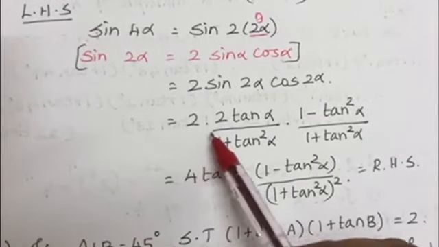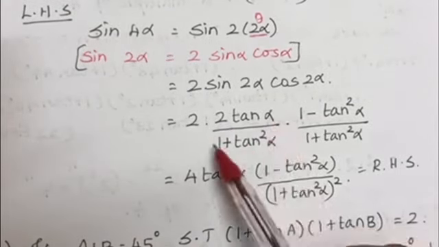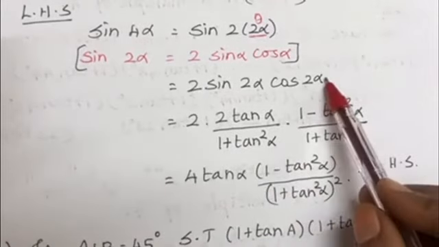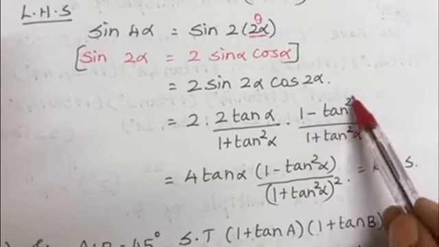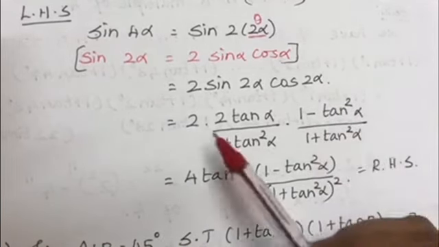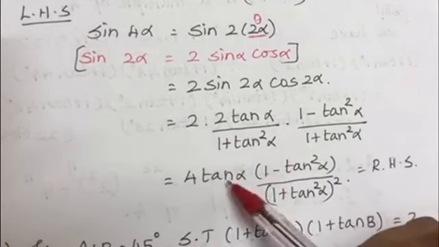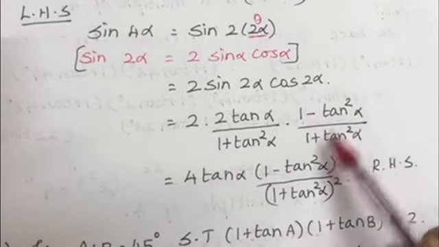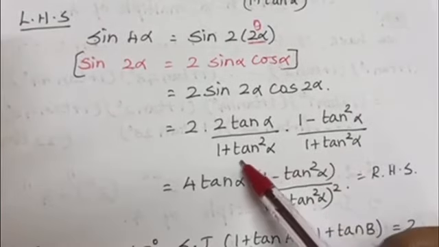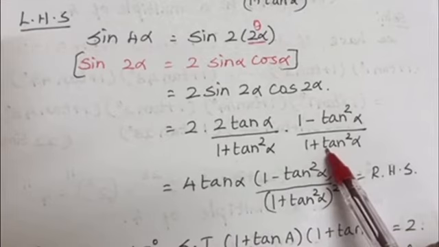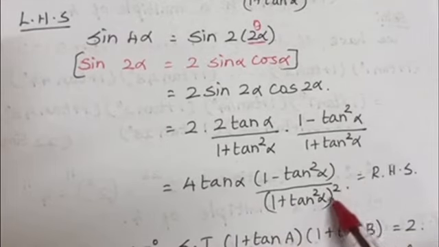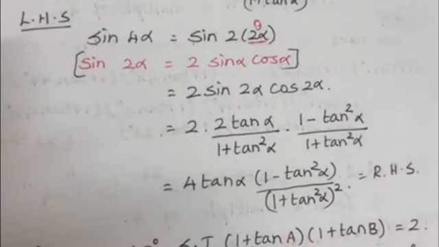That is 2 into 2 tan alpha by 1 plus tan square alpha. Cos 2 alpha is 1 minus tan square alpha by 1 plus tan square alpha. 2 into 2 it is 4. So 4 tan alpha into 1 minus tan square alpha. In the denominator it is 1 plus tan square alpha into 1 plus tan square alpha. So it is 1 plus tan square alpha the whole square, and that is our right hand side.